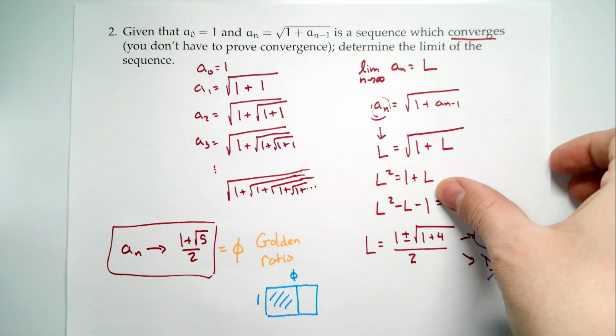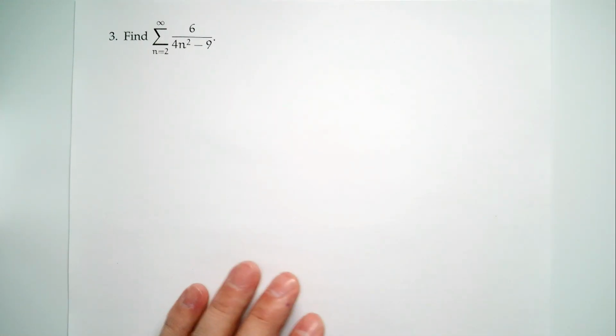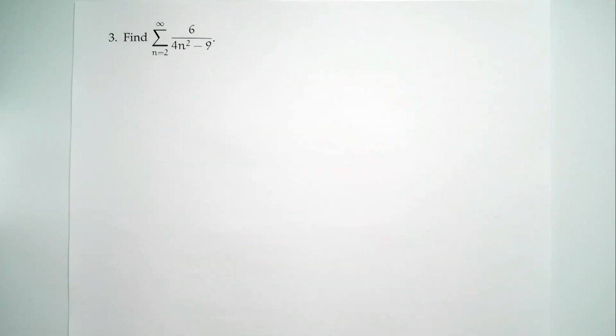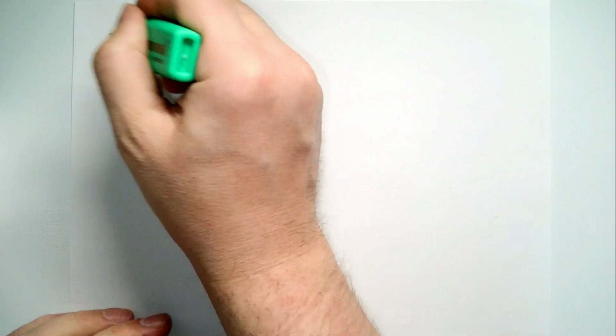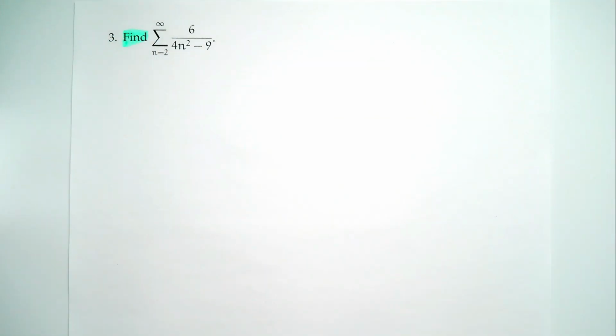All right, well, number 2. Next one. Ooh, now we're doing sums. Find the sum, n equals 2 to infinity, 6 divided by 4n squared minus 9. Now, there's a couple of things to note. First off, there's this word find. So when you see the word find, that means we want to find the value for it.